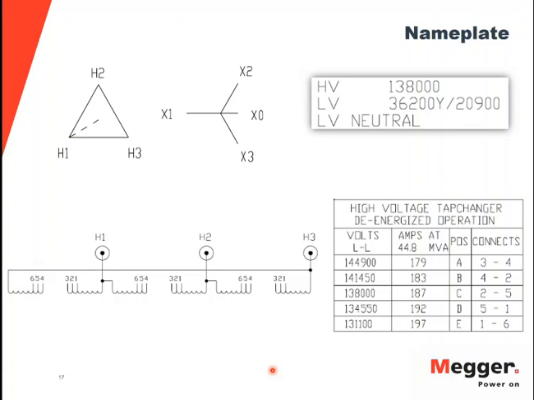In addition to that, I can see that the high side has a de-energized tap changer. It has 5 taps on it, and the nominal is tap position C, which would give me 138 kV, and I can get different tap positions based upon how the windings are connected internally, and as you can see, it has a different connection on the right-hand side column.